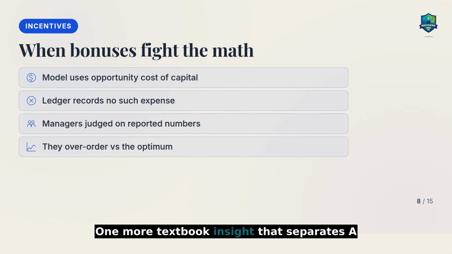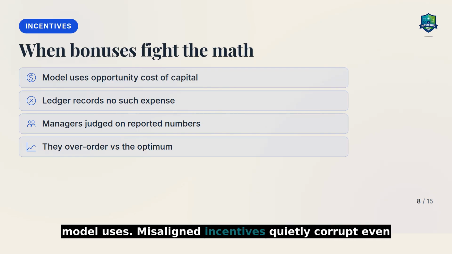One more textbook insight that separates A students from the rest. The EOQ model counts the opportunity cost of capital tied up in inventory. The accounting ledger records no such expense. So a manager evaluated purely on reported costs sees carrying inventory as cheaper than the model says it is and orders more than the optimum. The fix is to evaluate managers on the same relevant costs the model uses. Misaligned incentives quietly corrupt even perfect math.